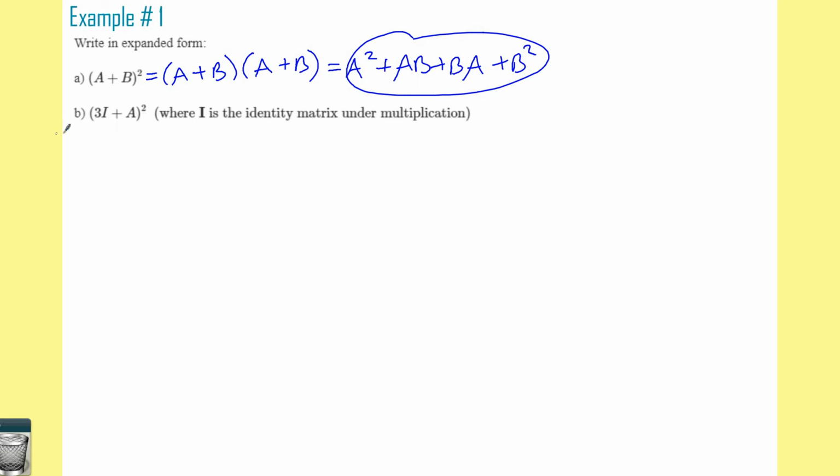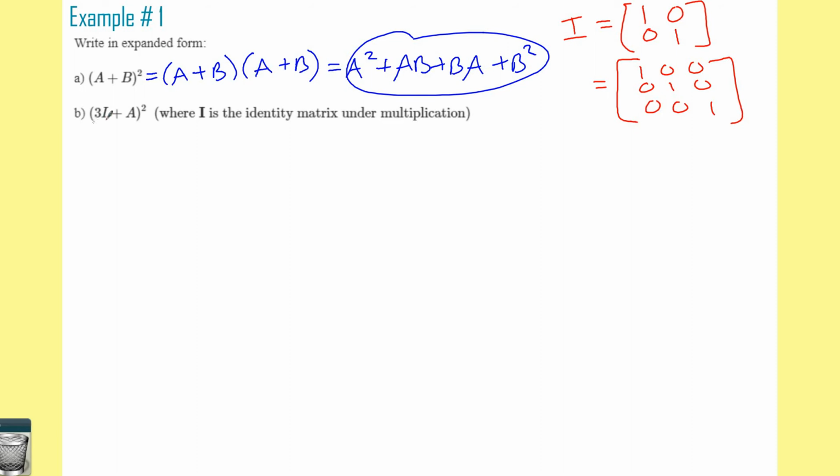Okay? Let's do part B. So we have (3I + A), and then we're squaring it. I is the identity matrix. So I is a square matrix, and the diagonal is 1. So if I have a 2 by 2, it would be 1, 0, 0, 1. If I had a 3 by 3, it would be 1, 0, 0, 0, 1, 0, 0, 0, 1. The identity matrix is kind of just like multiplying by 1 with regular numbers. When you multiply by the identity matrix, it doesn't change anything.